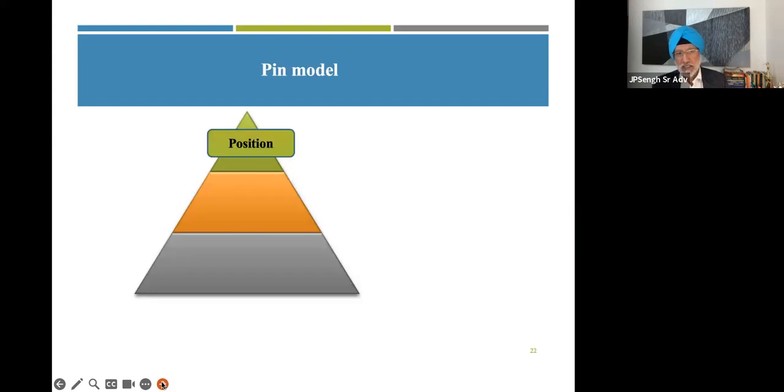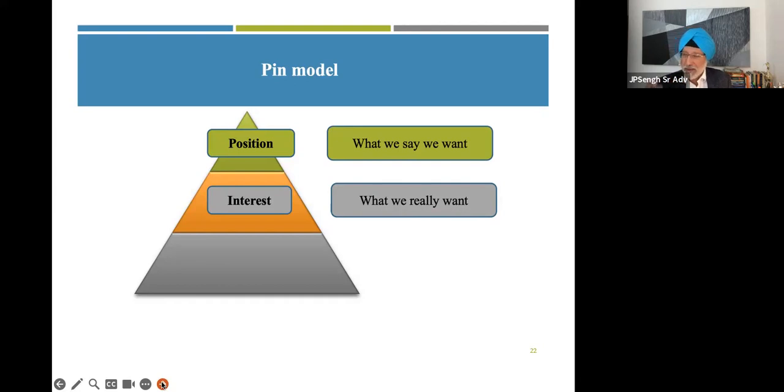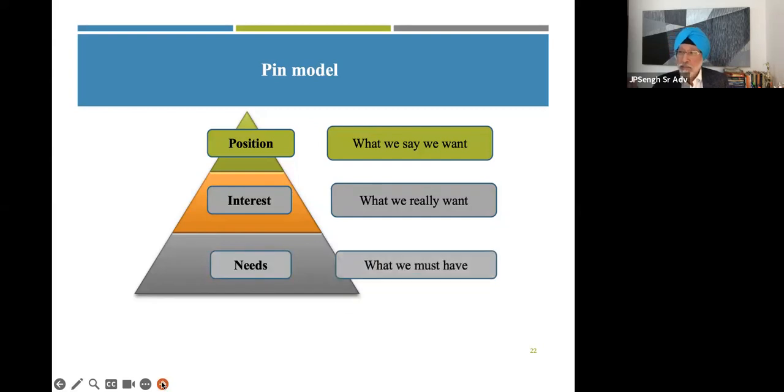Let's see the next slide. The PIN model says positions are at the top, the tip of the pyramid, what we say we want. Then the next are our interests, what we really want. That's why the question, what is important to you? Why is it important? So I want this. Why I want this is my interest, what we really want. And at the bottom of the pyramid are our needs, what we must have.